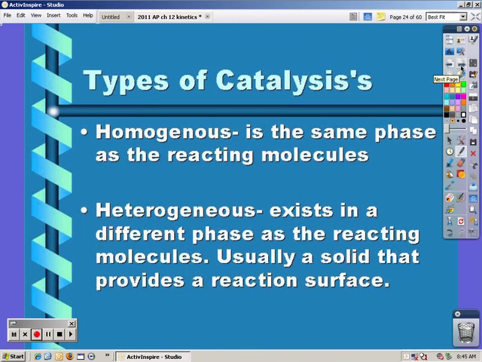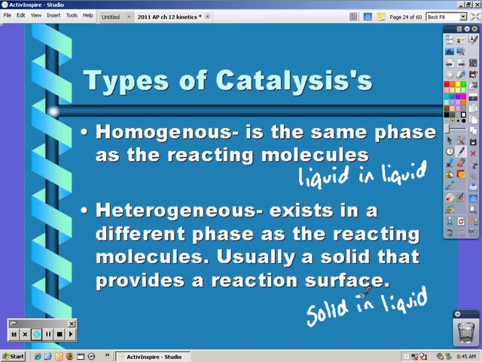There are two types of catalysts, homogeneous and heterogeneous. Homogeneous would be the same phase as the reacting molecules, while a heterogeneous catalyst is a different phase from the reacting molecules. This is usually a solid that provides a reaction surface. So homogeneous would be like a liquid in liquid, while heterogeneous would be a solid in a liquid. But it doesn't have to be a liquid that it's being reacted in, it could be a gas or two solids.